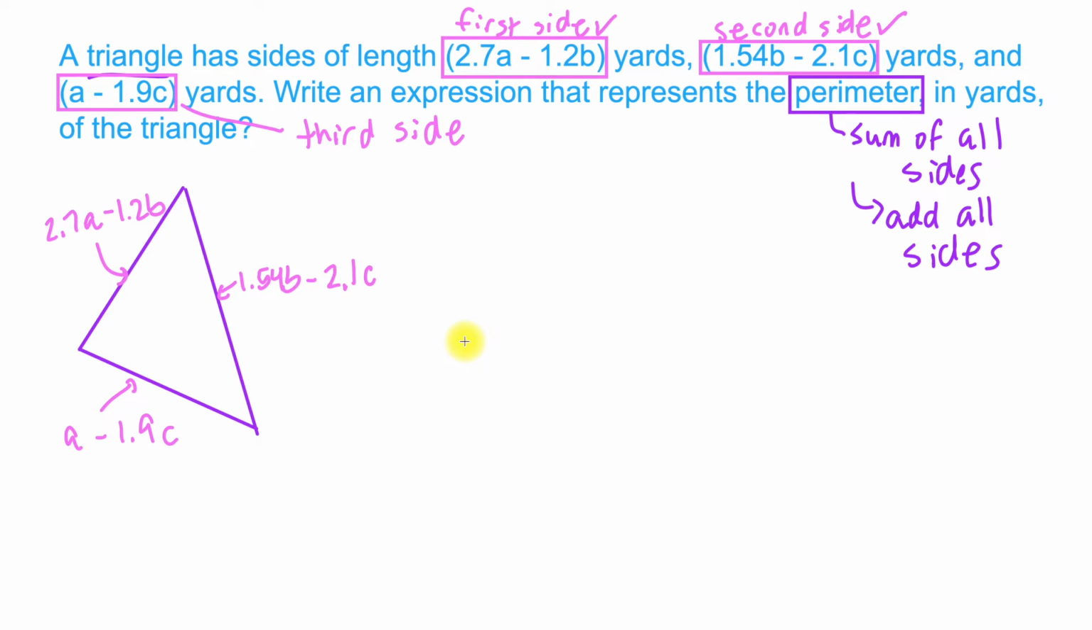So I'm going to write 2.7a minus 1.2b plus, that's the first side, plus this side here, which is 1.54b minus 2.1c, and then plus a minus 1.9c. Let me move that over here. I'm actually going to shift everything over.